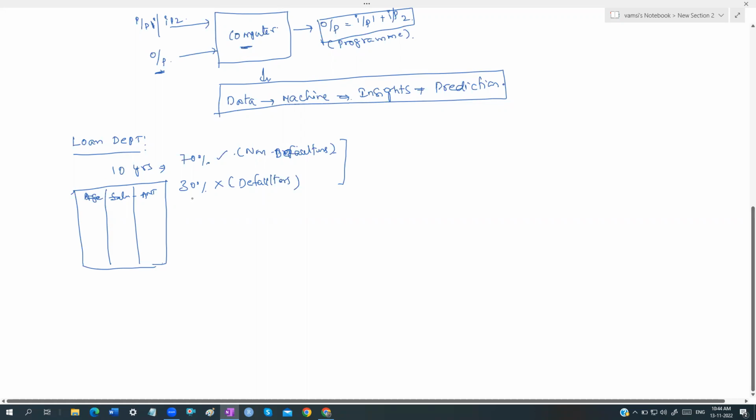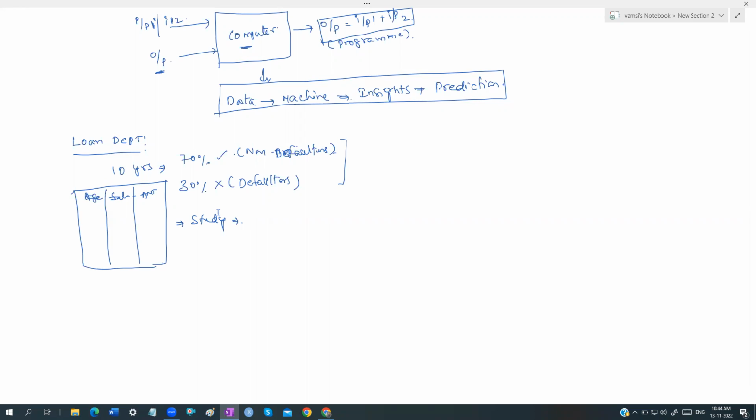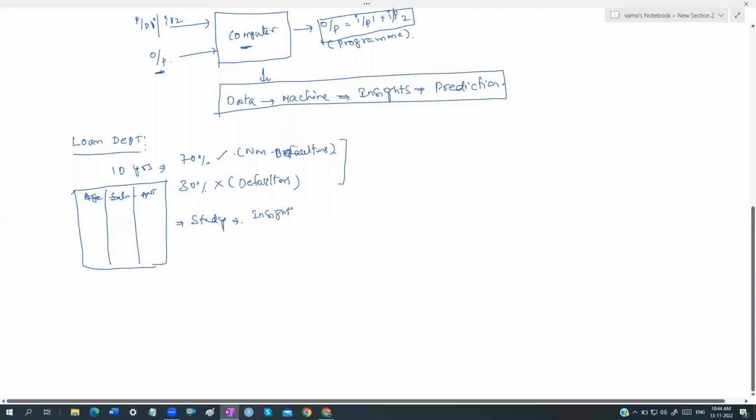So once you study this data, every data is going to tell you some story. Data is always going to tell you some story behind it. So if you study the past 10 years of customers data, we are going to find some kind of insights, like when you take the defaulters.